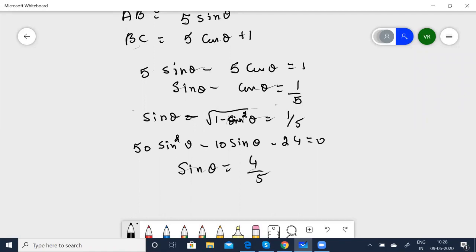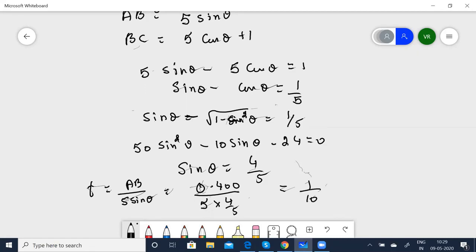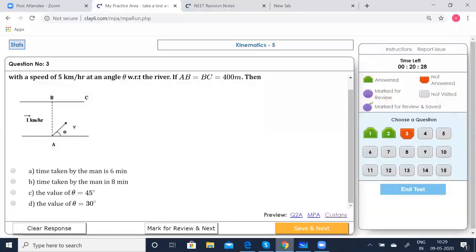So what is the time now? T is equal to AB by 5 sine theta, which is nothing but, since it is 400 meters, we convert it to kilometers, so that is 0.4 divided by 5 into 4 by 5, which gives you 1 by 10 hour. Now converting it to minutes, 1 by 10 times 60, which gives you 6 minutes. So let's see which option is correct. Yeah, A is correct. Pick that. Go to the next question.